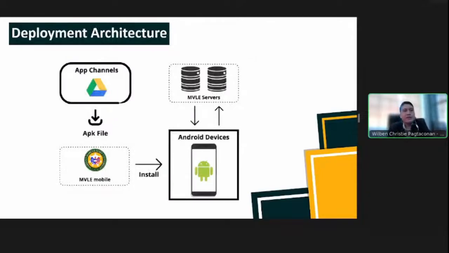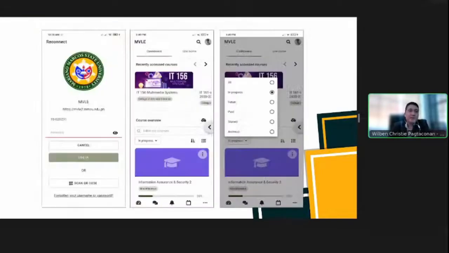And then for our deployment architecture, usually we upload an APK to an app channel, but right now we have already uploaded it in just a Google Drive for our students to access the APK file. And then we have a connection with our MVLE servers on premise, and it can be installed in the Android devices available to students. So I am showing you now a screenshot of the mobile application.